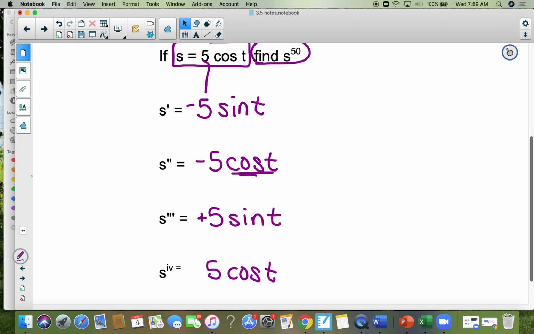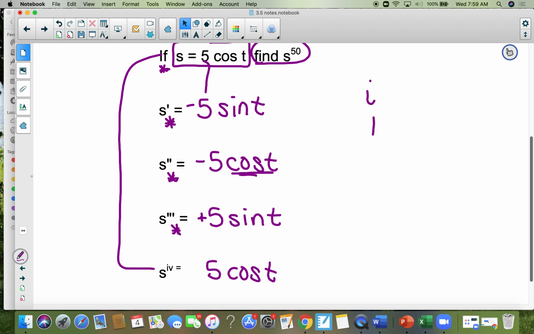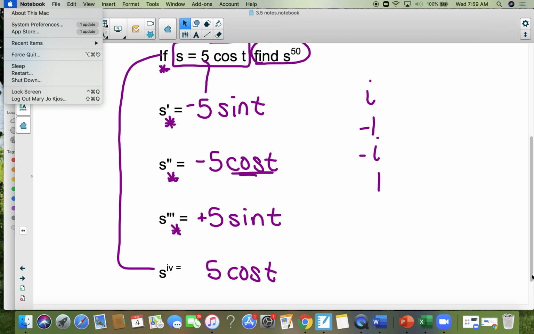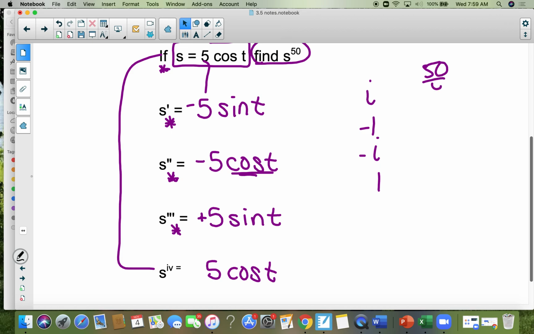And as you see, it's going to repeat. So the first one, the second one, the third one, and the fourth one, and then it starts repeating. It's kind of like i with the negatives in the middle. It repeats after the fourth one. So just like you did over on the other problem, you divide by 50 by 4. And you're going to get 12.5, so you're going to go halfway down and halfway down. This is the second one, so that's the answer also for the 50th derivative.